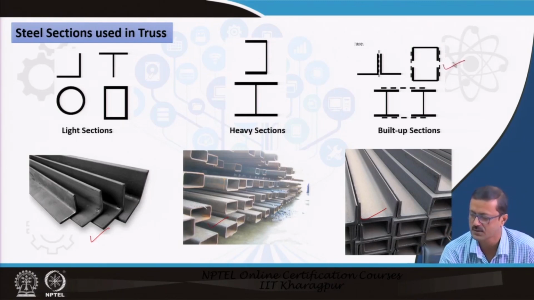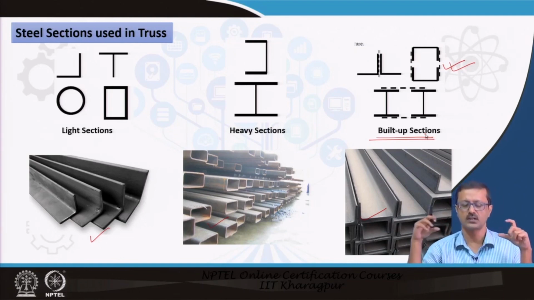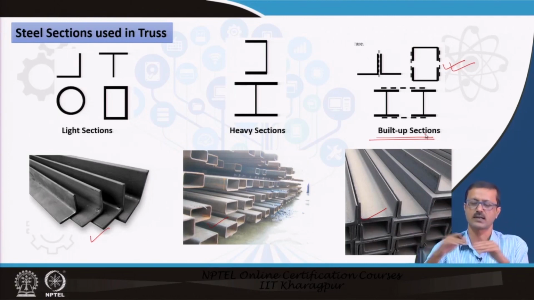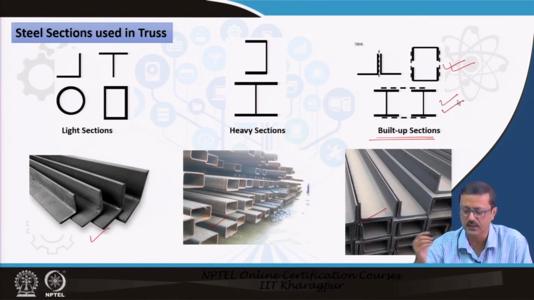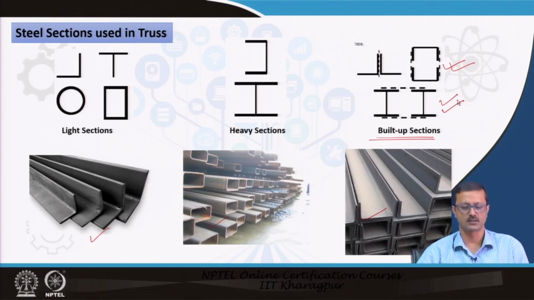So, something like this is called the built up sections. We can have 2 angle sections to create the inverted T. You can make a box out of 2 channel sections. The second one, we may go with heavy sections made up by 2 I sections and 2 plates in the top and bottom. Those are the typical ways built up sections can be formed, and we can have those sections as the members of the truss.